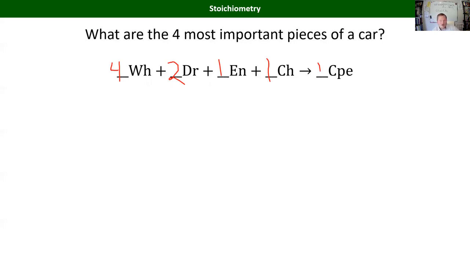And if I put all that together, I get one product, one coupe. So easy enough when we're thinking about things we can picture. You can do this with food or recipes. I like to use hamburgers. Also a good analogy a lot.